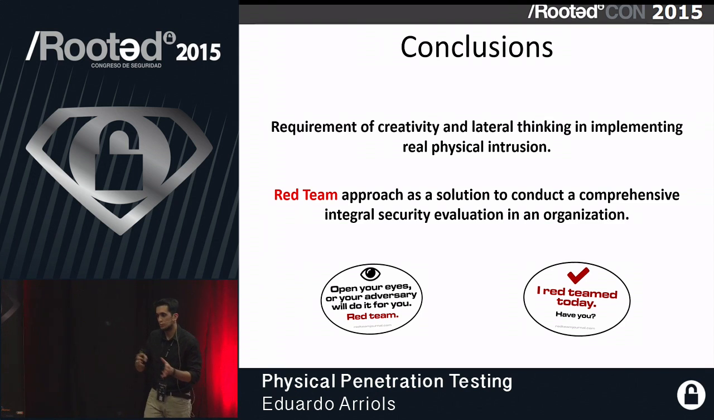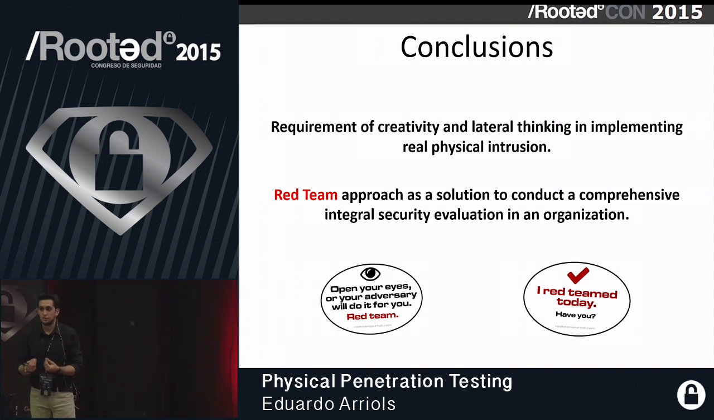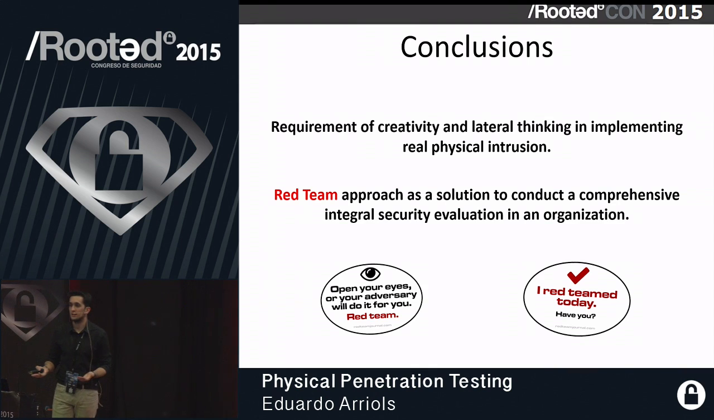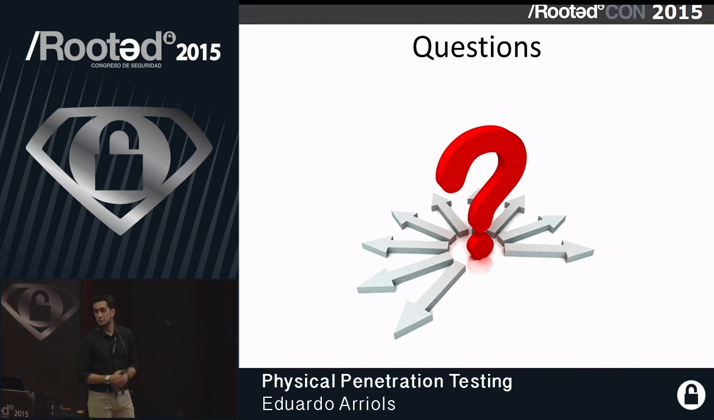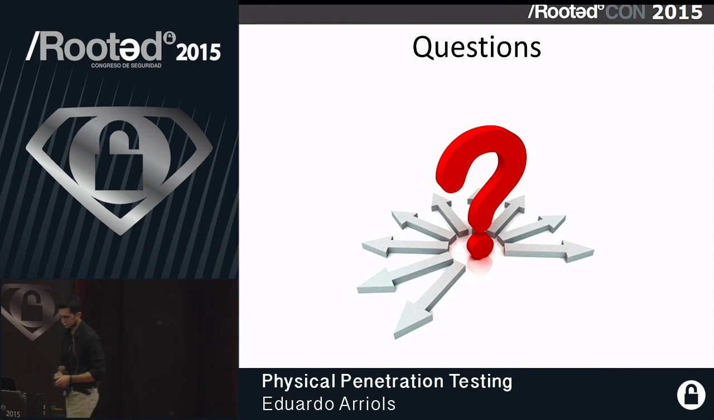So, conclusion. Requirement of creativity and lateral thinking in implementing real physical intrusion. This is very important, absolutely important. Red Team approach as a solution to conduct a comprehensive integral security evaluation in an organization. For instance, a company may have 1 million firewalls and software, but if you are able to go and sneak in through the physical door, this is not valid. You are unprotected. Period. This is the end of my presentation. Thank you.